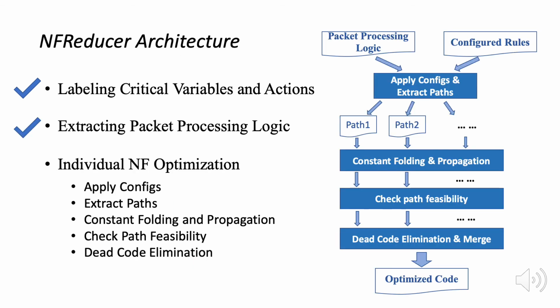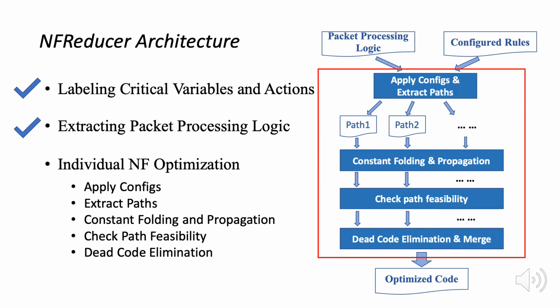NF Reducer takes the packet processing logic and configure rules as input to eliminate the first and second types of redundancy. As I mentioned before, NF Reducer first replaces configure variables with the constant values specified in the configure rules. Then it extracts program paths and does constant folding. Type 1 redundancy can be eliminated directly with dead code elimination. As for Type 2 redundancy, we need to filter out the infeasible paths after constant folding and propagation. Finally, we merge all the paths and get the optimized code.